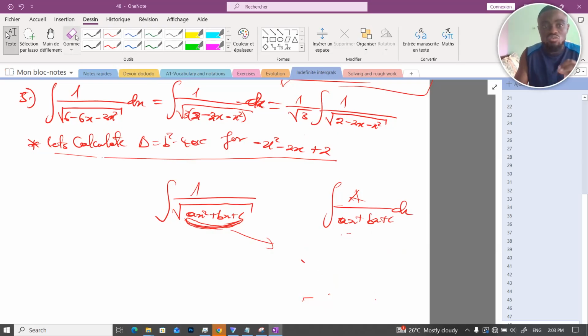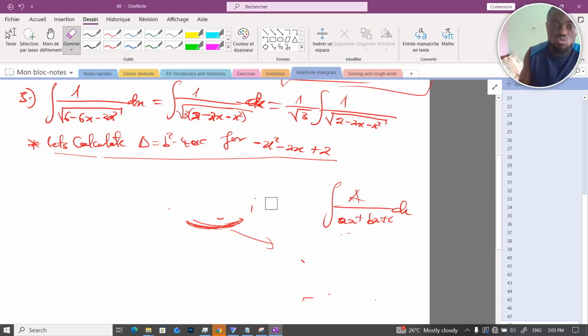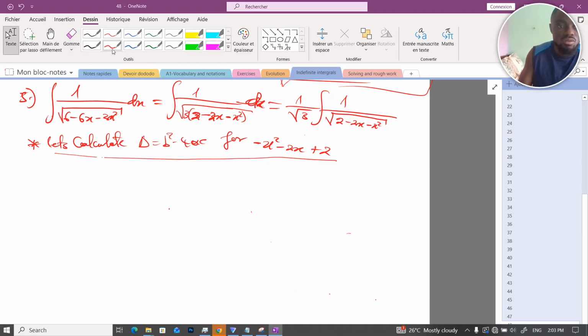So whenever you are to integrate such a thing, the first thing you are supposed to do is, 1, calculate delta. So let me take the pen. Let's calculate delta. Our delta here will be equals to what? b squared minus 4ac, which is equals to, our b is minus 2, minus 2 squared minus 4 into a. Our a is minus 1 into c, 2.